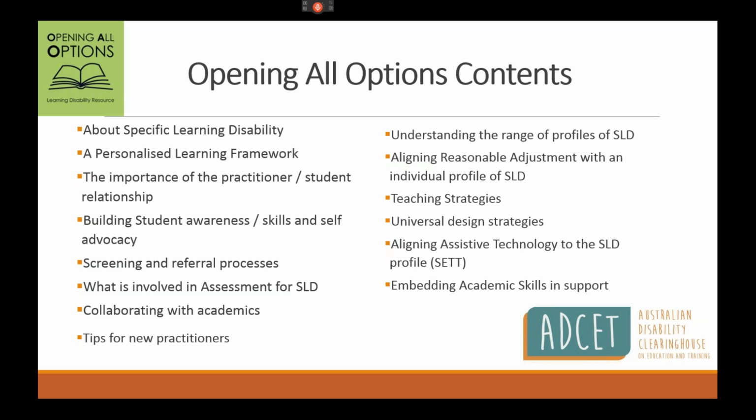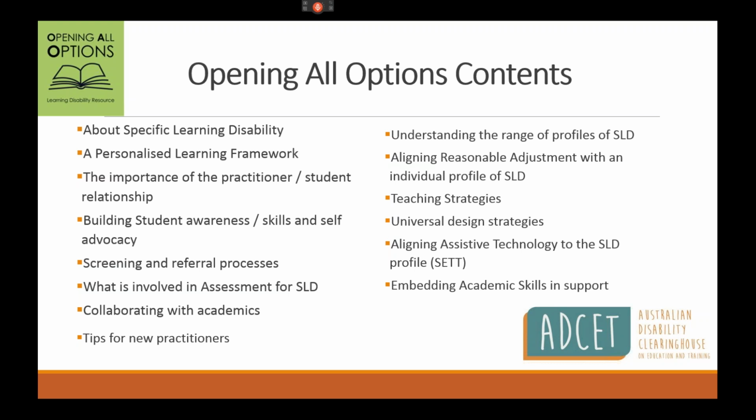We also talk about what is involved in assessment for SLD. That's really important. That was one of the gaps I found when I started many years ago. I could identify that a person wasn't comprehending what they were reading, but I didn't understand what was happening for them at a cognitive level. So understanding what a psychologist will assess for assists us to determine exactly what adjustments we need to be putting in place for them. So there's a little bit more explicit information about the different profiles of SLD and the importance of collaborating with academics and working with them to develop reasonable adjustments on behalf of the student.